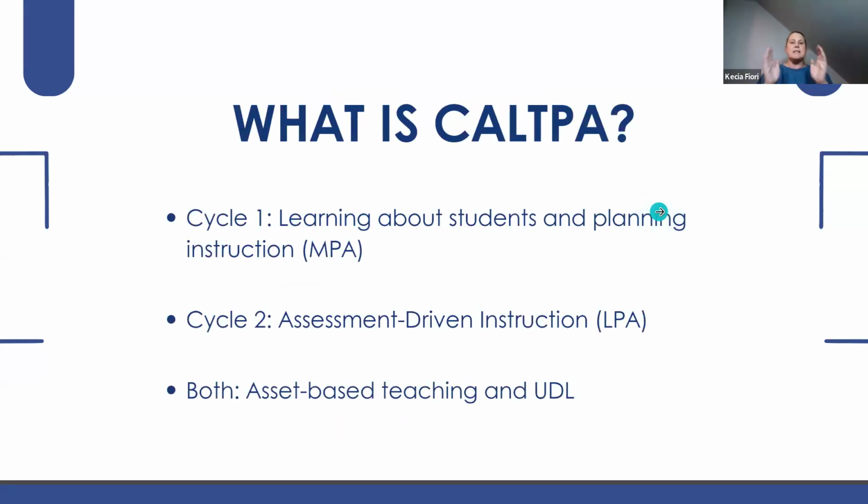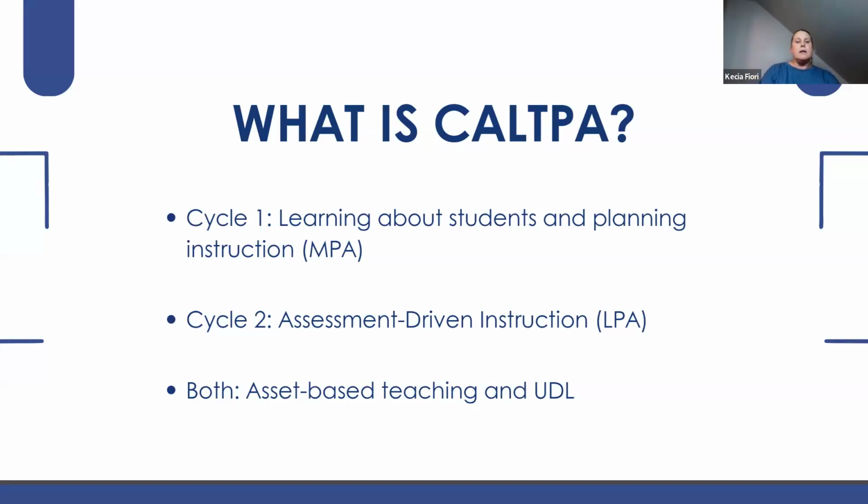The first step is understanding what CalTPA is. CalTPA is a performance assessment that you're going to do in two pieces. The first piece is knowing student needs and planning for those needs. So it's student-centered instruction based on students' needs, learning about your students and planning instruction. For multiple subject, that is going to be math. For a single subject, it's going to be in your single subject.